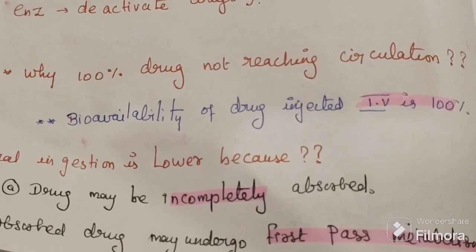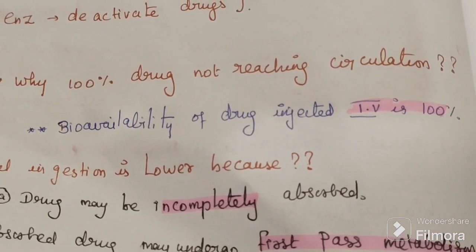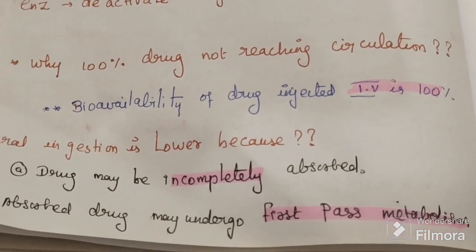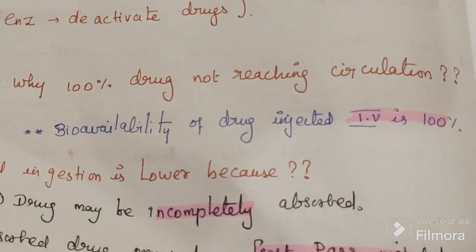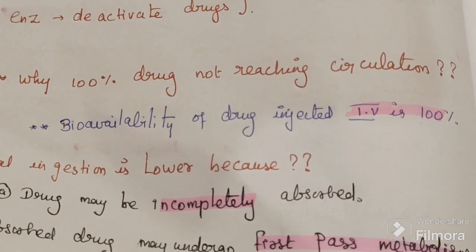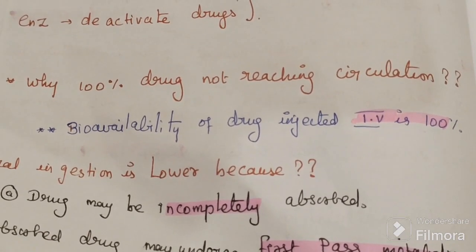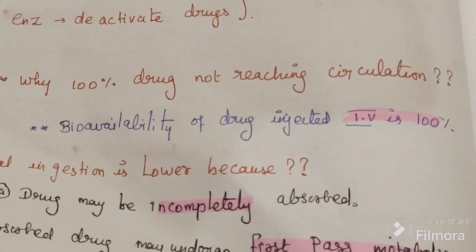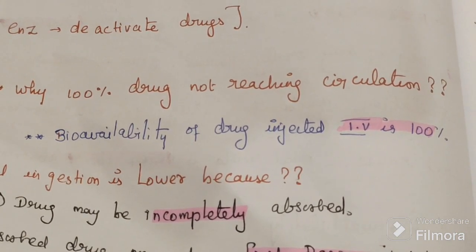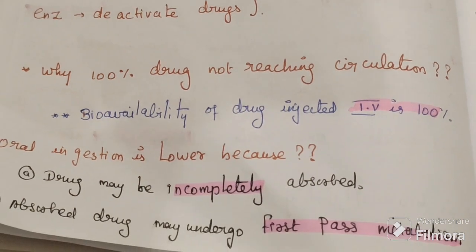Whatever is absorbed goes to the liver via portal circulation. The liver contains certain enzymes that will deactivate the drug. The remaining portion which comes through is the drug that will actually reach its site of action and show its mechanism of action.